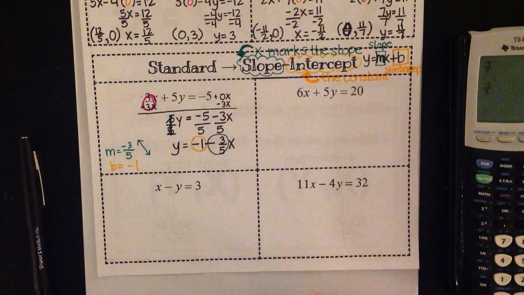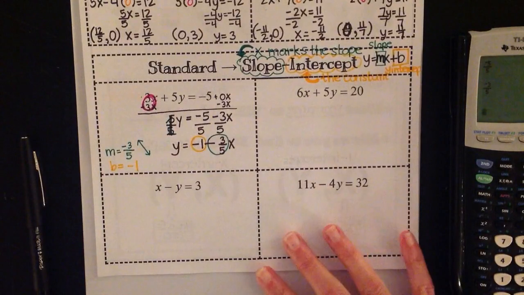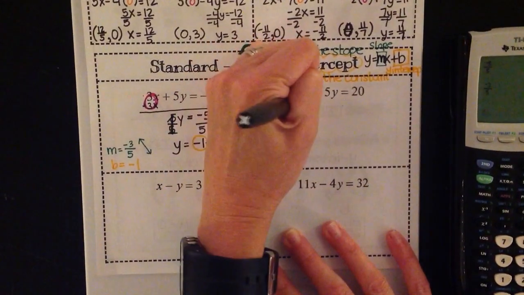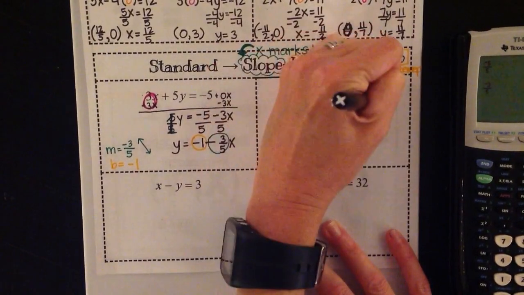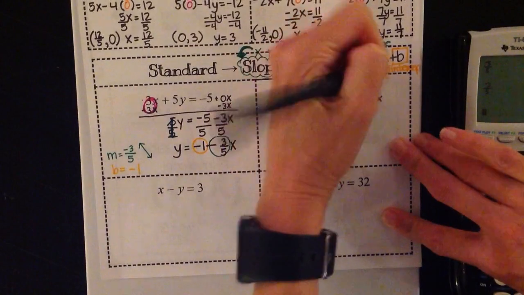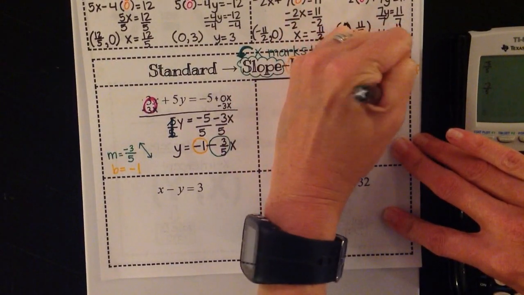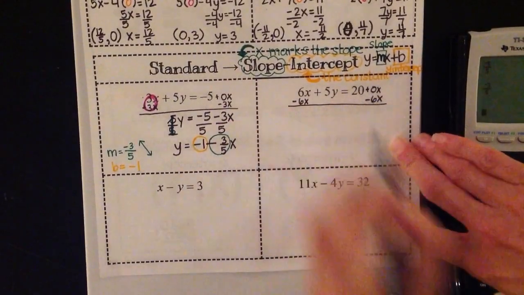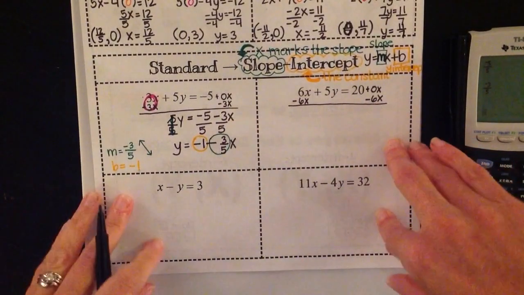All right, next one, 6x plus 5y is equal to 20. Well, the first thing I've got to do is move my x. So how am I going to move a positive 6x? I've got to subtract 6x from both sides. And remember, it's going to go underneath that invisible 0x. If it helps to write it, please do, but know that you don't have to write the 0x piece. You just know it's already there.